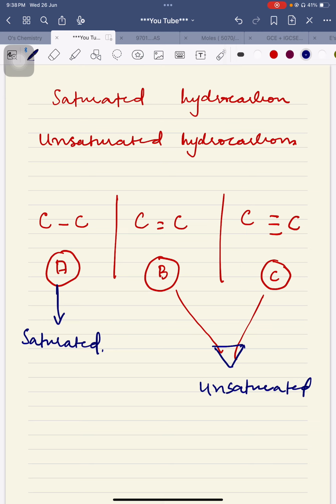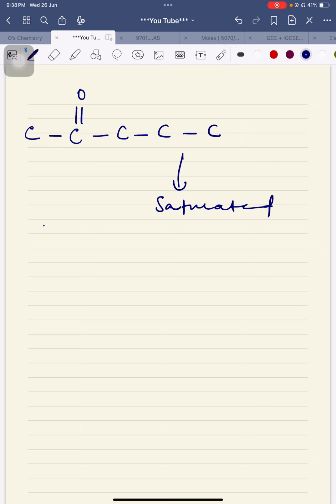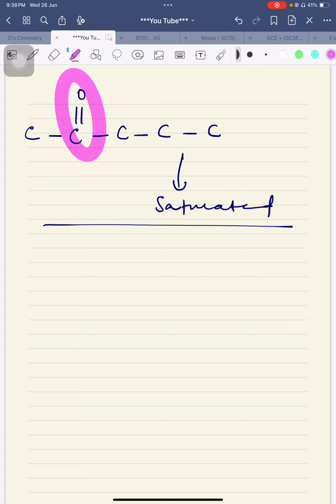I'm going to shift you to the next page and give you some examples so that this concept may be clarified further. Okay. So for example, there is a compound like this. You can see that this will be considered saturated. Please be careful. Why? Because this compound has only carbon-carbon single covalent bonds, and this is not making it unsaturated. So it is a saturated hydrocarbon.